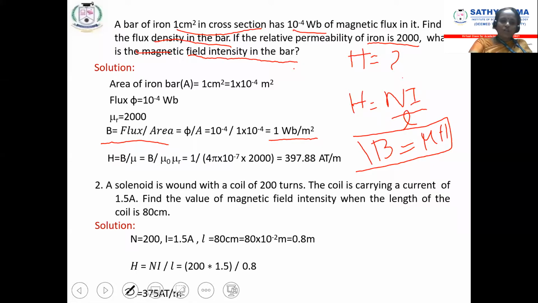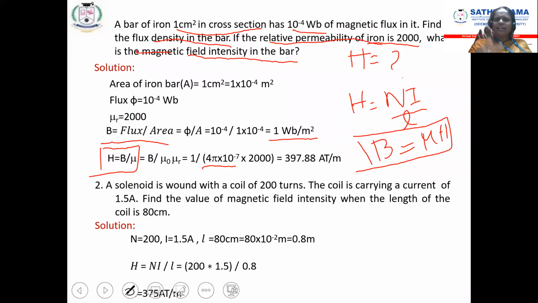Okay. Next, H equal to B by nu. And we all know nu equal to what? Nu naught into nu r. I told you nu is permeability. Nu naught is absolute permeability. Nu r is relative permeability. Higher the relative permeability, higher the magnetic flux that will pass through. So you all understand, nu naught value you have to be able to remember: 4 pi into 10 power minus 7. Pi you have to put 3.14. Are you clear? Okay.